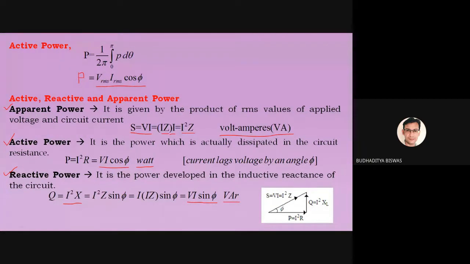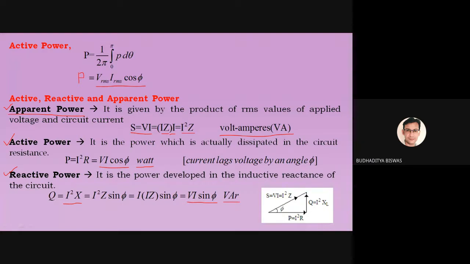Now, who can tell me the significance of the apparent power? Because the other two are easy. If some resistance is present, obviously there should be some I square loss. This loss is actually called the active power. If there is some inductance or capacitance present in the circuit, then some reactive energy will be lost across it, and this is called the reactive power. So what is the significance of the apparent power?